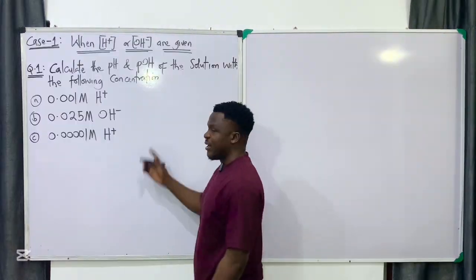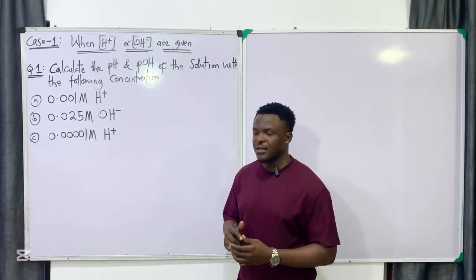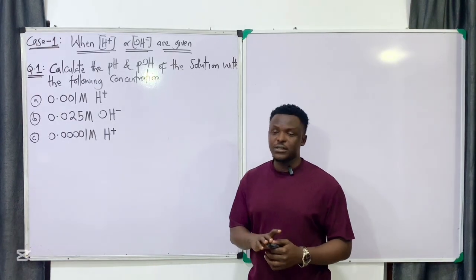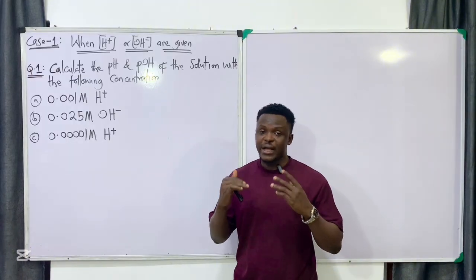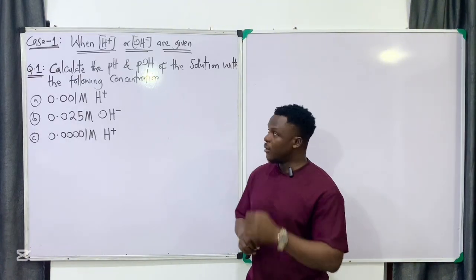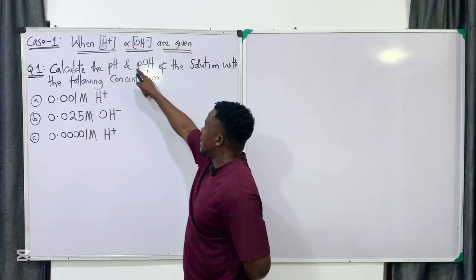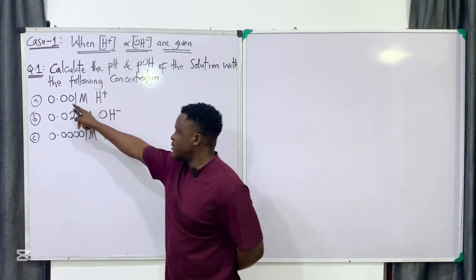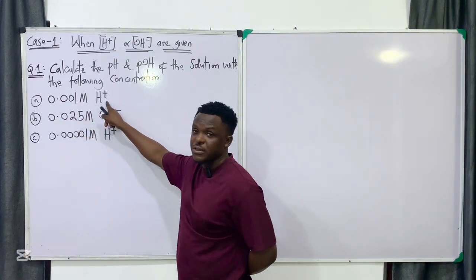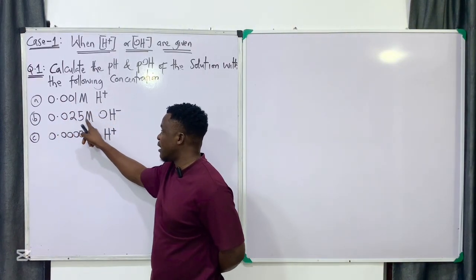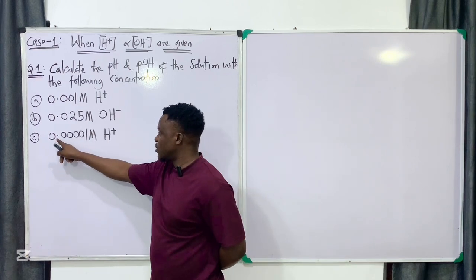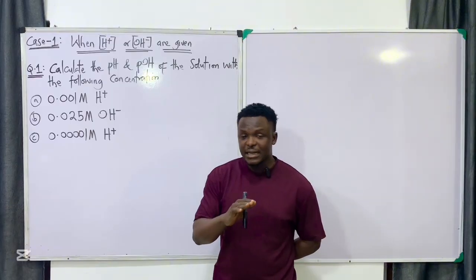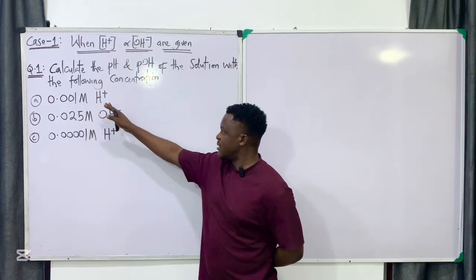You understand it. All right, we have the first case. Remember I gave us 3 cases. The first one I said is when the H plus and OH minus concentrations are given to us, and the next one is when we are asked to solve for that of an acid. Now the first question says calculate the pH and pOH of the solution with the following concentrations. The first one is 0.001 molar H plus, the next one is 0.025 molar OH minus. If you noticed in this question, they did not give us an acid, neither did they give us a base. They only gave us the values of H plus.